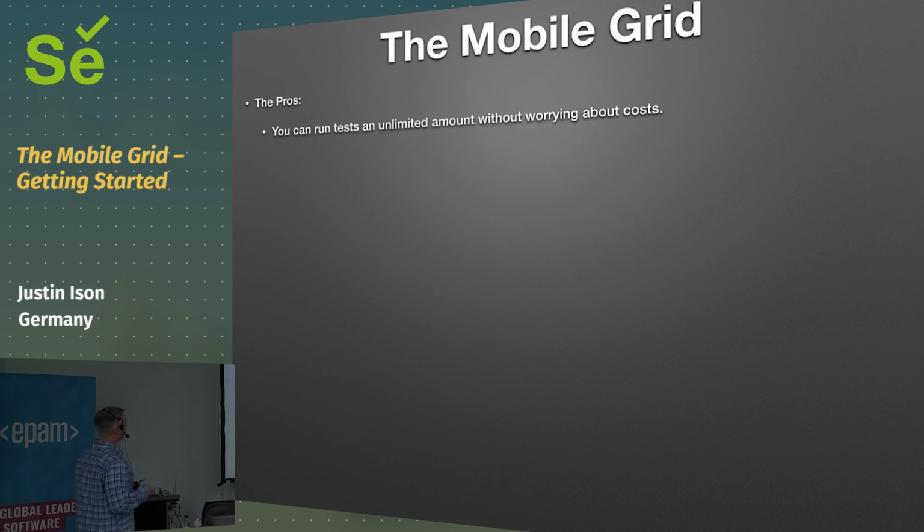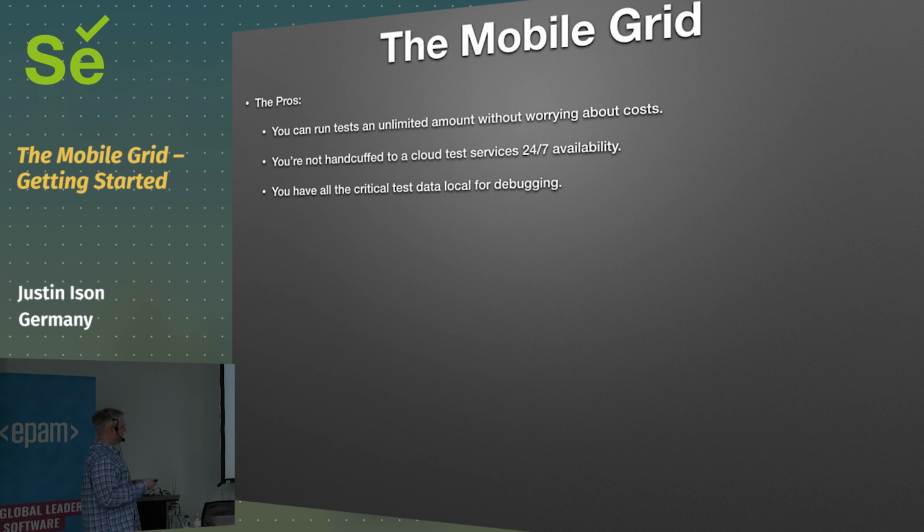So the mobile grid, the pros. You can run tests in a limited amount of time without actually worrying about costs. You can run them 1,000,000 times and not have to pay a single penny. You're not handcuffed to a cloud service's 24/7 availability.